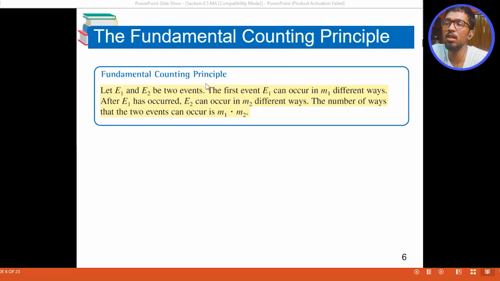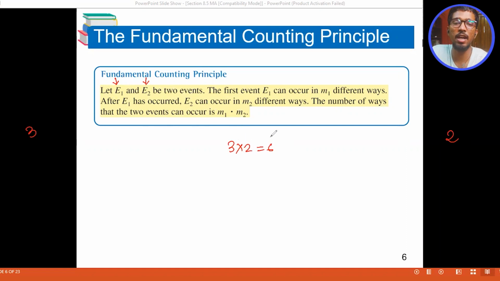Here you can consider the previous example also. How many ways can I choose a pant? That is 3 ways. And how many ways can I choose a shirt? That is 2 ways. So the total number of ways will be 3 into 2, which is equal to 6, right? E1 is the first event, choosing one pant. E2 is the second event, choosing one shirt. So the number of ways that the two events can occur is 3 into 2, 6 different ways.